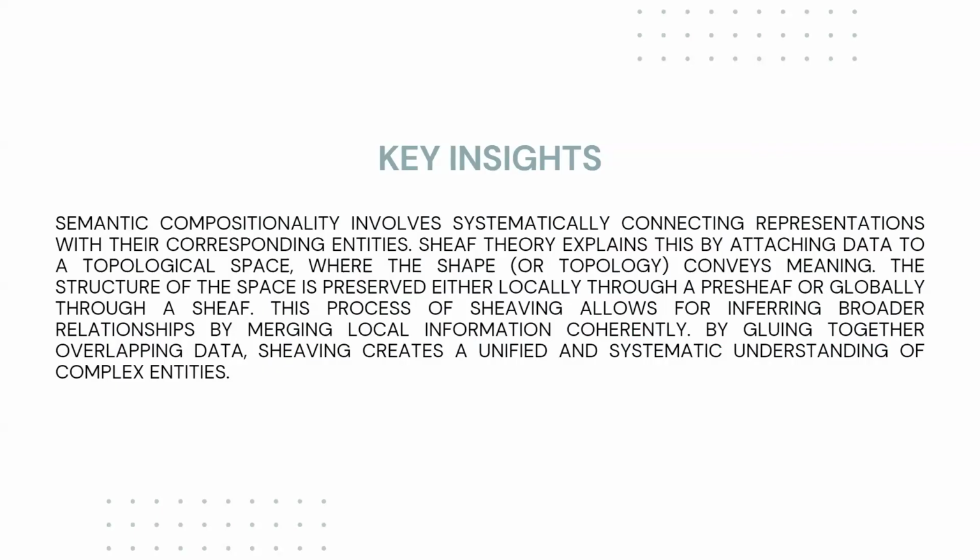So semantic compositionality involves systematically connecting representations with their corresponding entities. Sheaf theory explains this by attaching data to a topological space where the shape or topology conveys the meaning. The structure of the space is preserved either locally through a presheaf or globally through a sheaf. And this process of sheaving allows for inferring broader relationships by merging local information coherently. By gluing together overlapping data, sheaving creates and unifies a systematic understanding of complex entities.